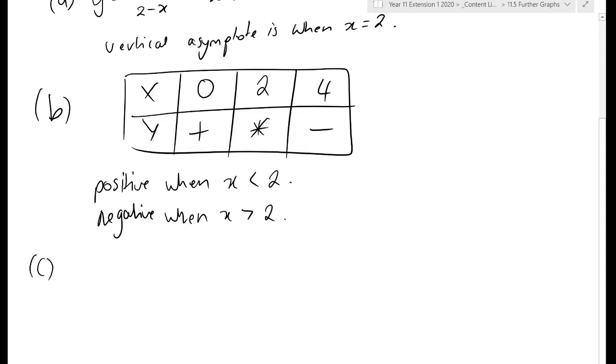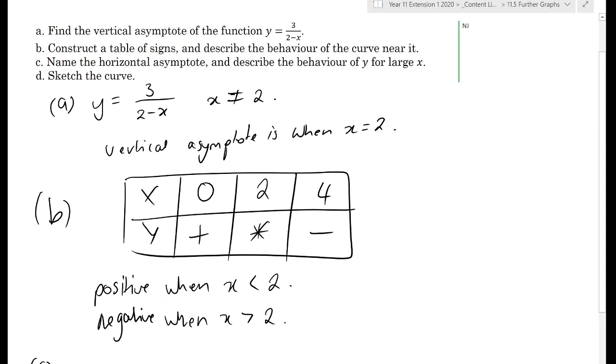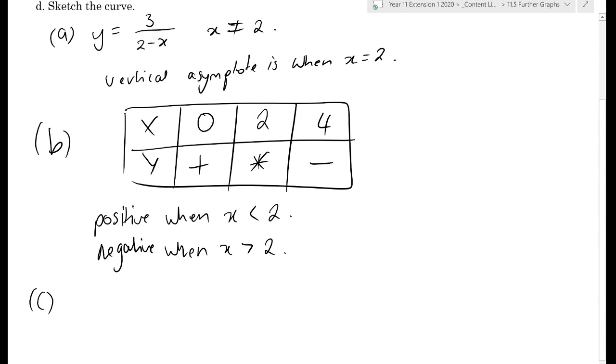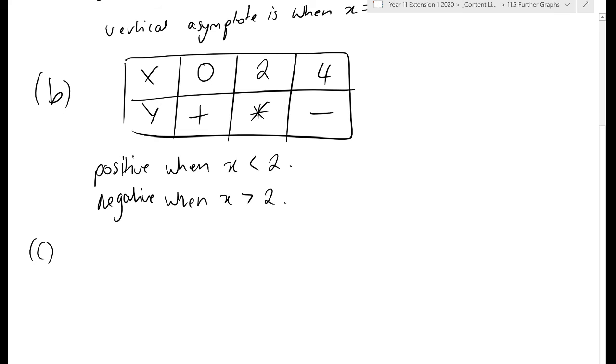This is just a regular rectangular hyperbola. For this one, the horizontal asymptote is 0. And we can test that by checking very large numbers of x and very, very small numbers of x.